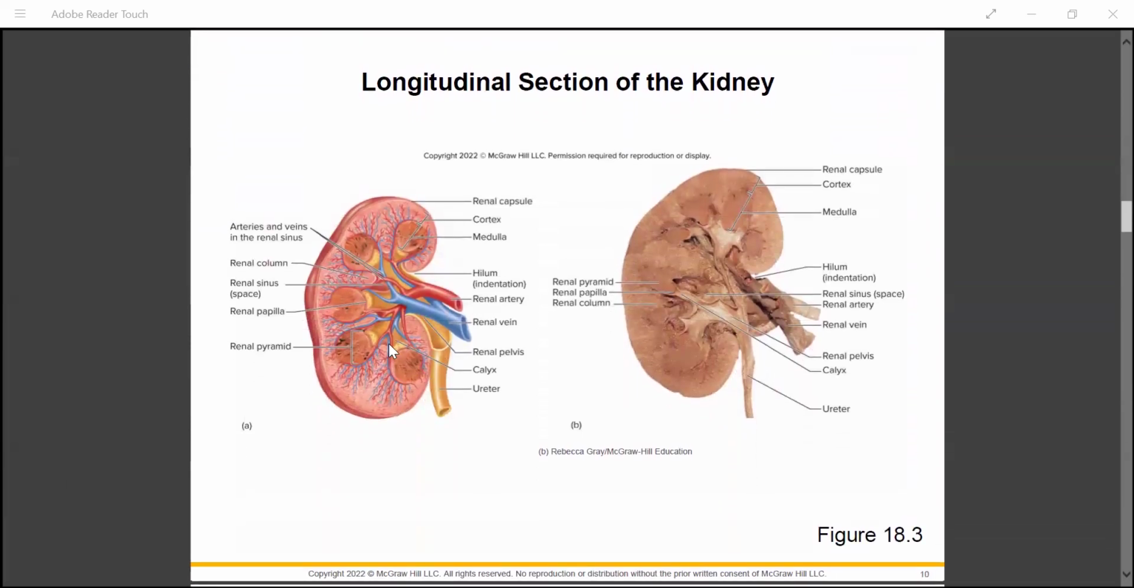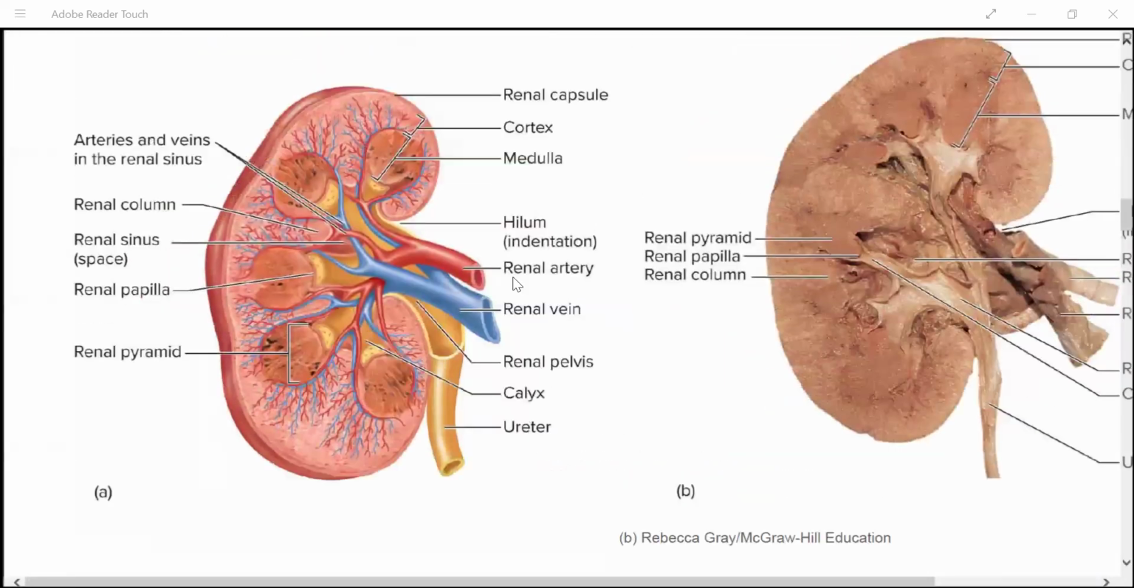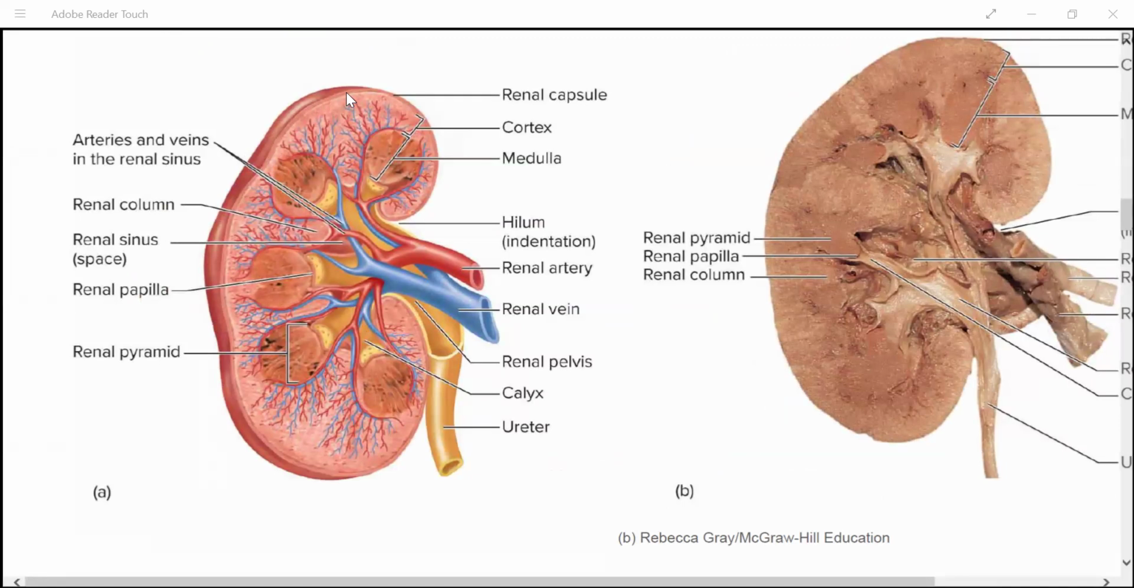So the one on the left, obviously here is a digital picture, and this is what it looks like if we were to look at a cadaver. So this hilum or indentation area, you see all the vessels and nerves entering. And then if I zoom in here, we have our renal capsule. Remember that covers the outer portion of the kidney.